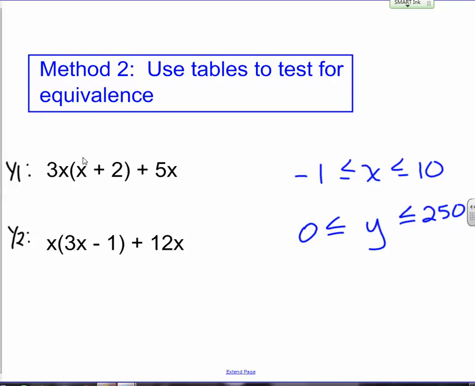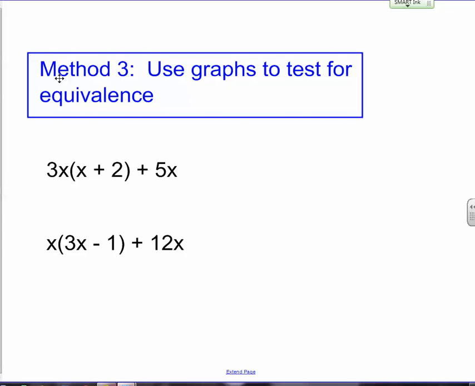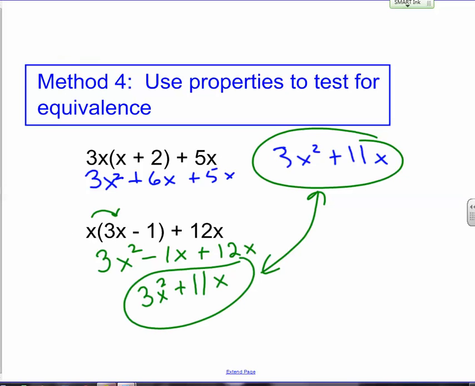Then we used, again, your graphics calculator. You put this in y1 and put this in y2, set our window, and looked at the tables: for every value of 1 through 7, y1 and y2 had the same answer. Then we graphed them. We made sure our window was still set, and we had one graph because one was on top of the other. And then we used properties to test for equivalence, and this shows that it works for all numbers.